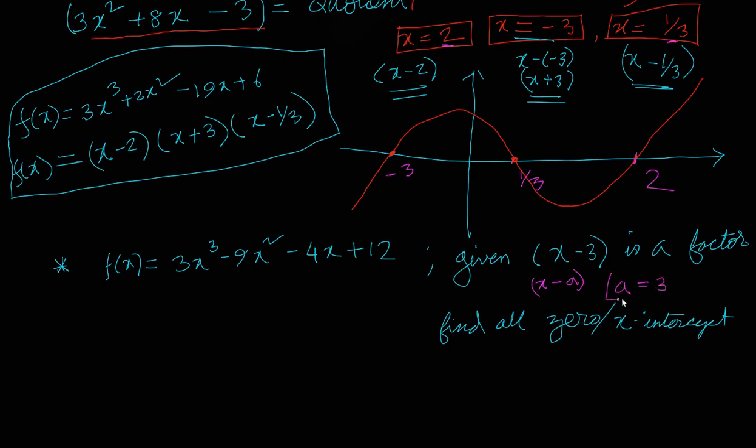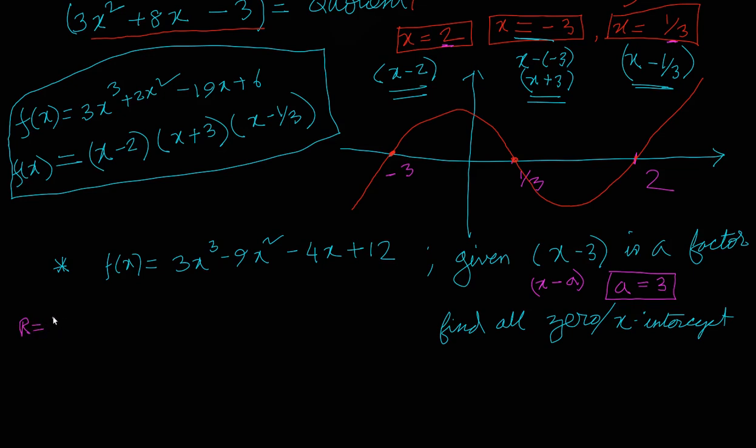Okay, so my a is equal to 3. It is given that this a, 3, is a zero. Now I want to find all the other real zeros. So first of all, let me see if this is a real zero or not. How am I going to find that? I'm going to find the remainder first.